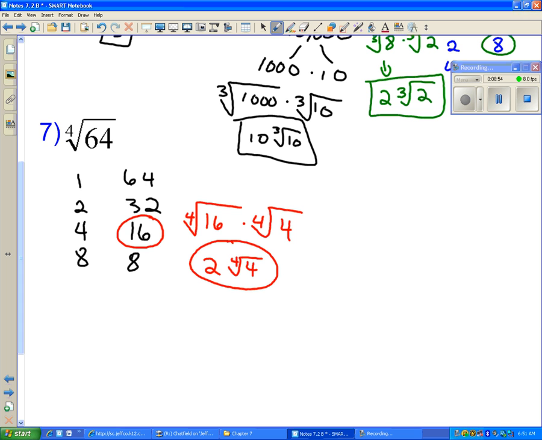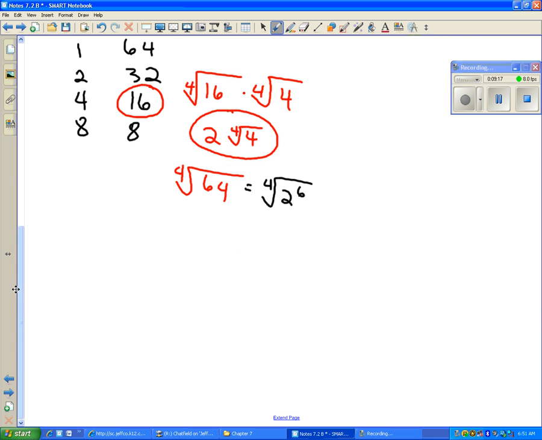Now, what if you had said, but wait, I'm a smart little guy. I can look over there and see that the fourth root of 64 is actually equal to the fourth root of 2 to the 6th, because looking on course pack page 706, 2 to the 6th is 64. Well, then we can say that's the fourth root of 2 to the 4th times the fourth root of 2 to the 2nd. The fourth root and the fourth power cancel, leaving just 2. 2 to the 2nd is 4, so I have 2 fourth root of 4.